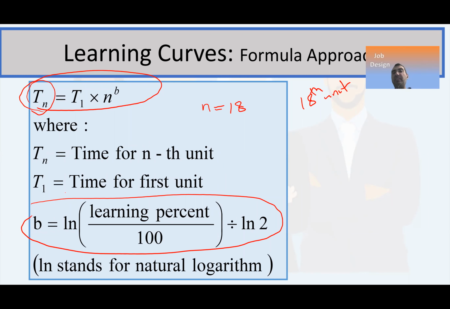The learning percentage, you probably measured before in questions, is given to you, or you could estimate it. Sometimes the learning percentage is going to be 90%, so the learning percentage is high, and that's going to affect our Tn, or it could be 70%, which is quite a lot lower. So we take the learning percentage divided by 100, take the ln of this divided by ln of 2, and that's going to give us b.